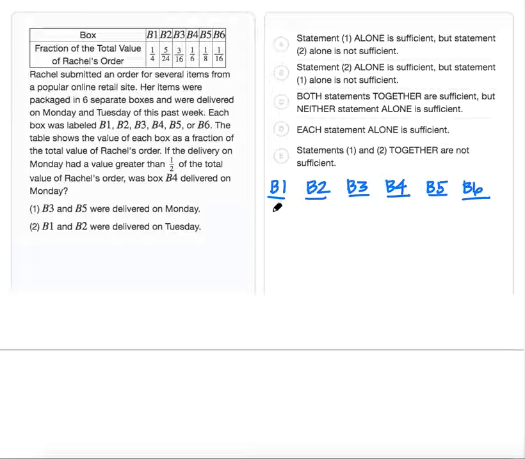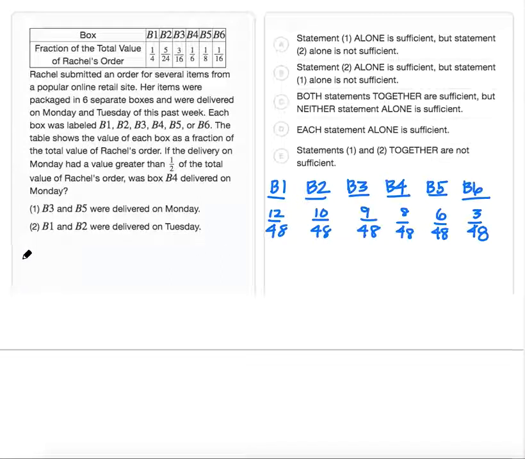So box B1 is going to be 12 over 48. Box B2, 10 over 48. B3, 9 over 48. B4, 8 over 48. B5, 6 over 48. And finally B6, 3 over 48. Now let's look at our statements.